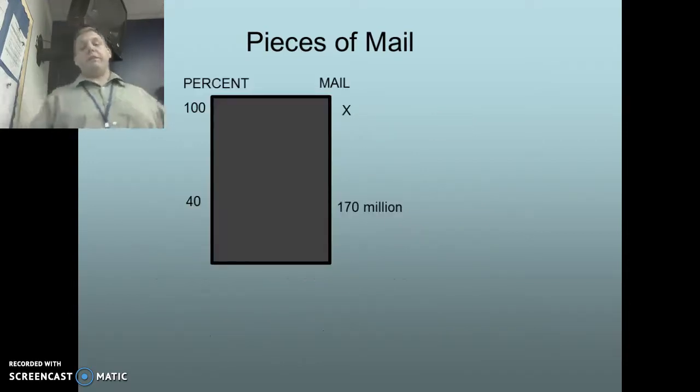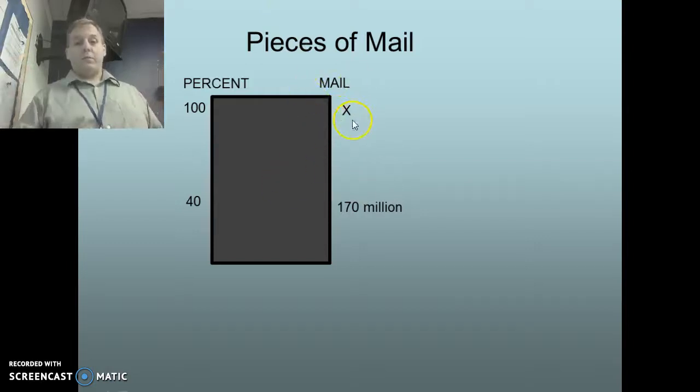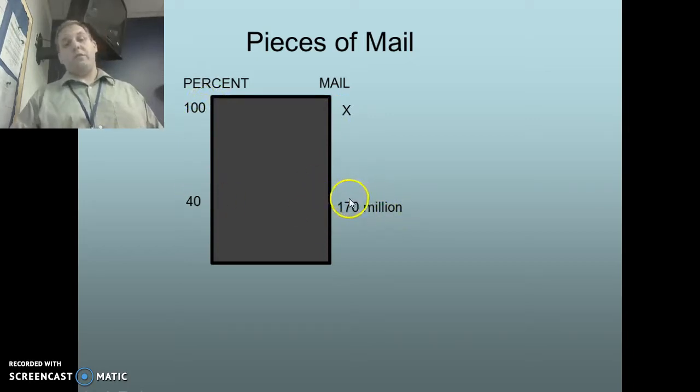So we're going to set up a rectangle. We're comparing percentages to the amount of mail. So what I know is that 100% of the world, we don't know that. I know 100% is a number that I don't know. So I'm going to use X as my world mail. 40% of that mail is 170 million. That's what we use in the U.S.